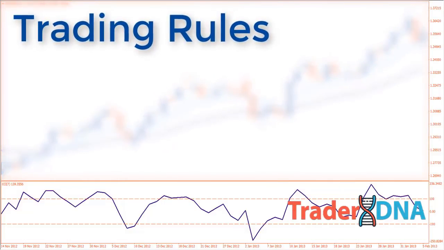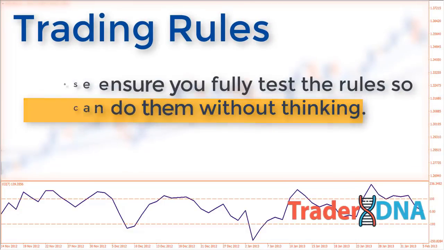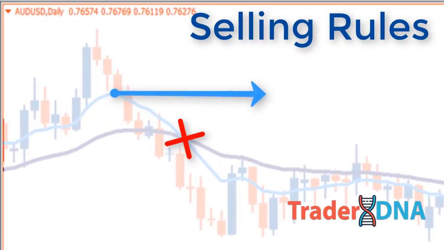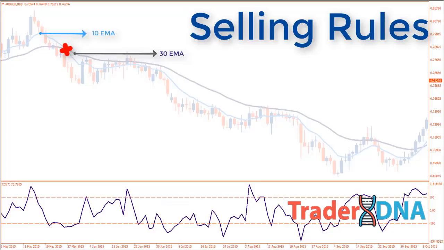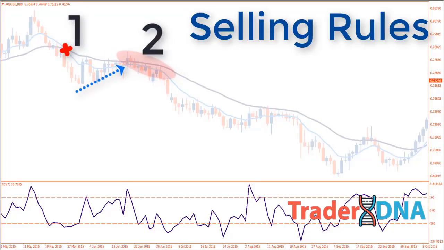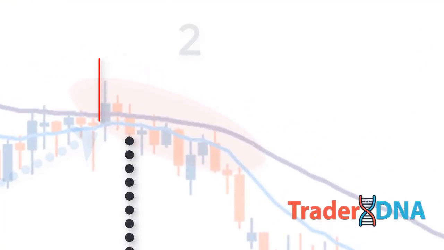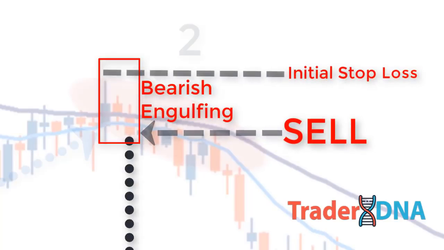Trading strategy rules. Please ensure you fully test the rules so you can do them without thinking. Selling rules, or short position. First, the 10 EMA crosses the 30 EMA to the downside. Second, wait for price to rally back to the moving averages. Third, the CCI is above the 100 level and starts to cross below it. If those 3 points line up, you have a sell setup happening, and to confirm the trading signal, you may want to use a price action entry such as a bearish reversal pattern. Once you enter the trade, you can set an initial stop loss above the recent high.